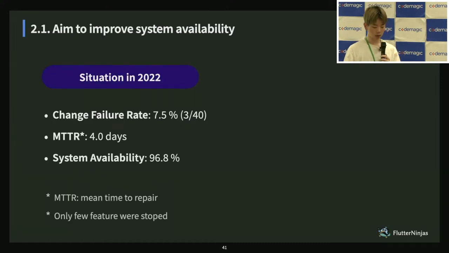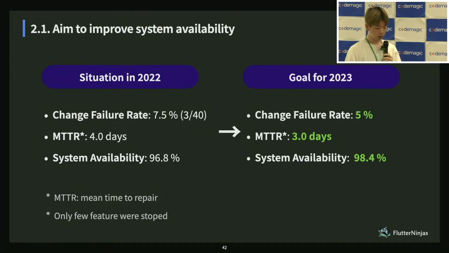WinTicket was not so good with system availability. Change failure rate was 7.5%, and MTTR was 4 days. As a result, system availability is 96.8%. So my team made a goal for 2023 of a change failure rate of 5% and MTTR of 3 days, and as a result, system availability of 98.4%.